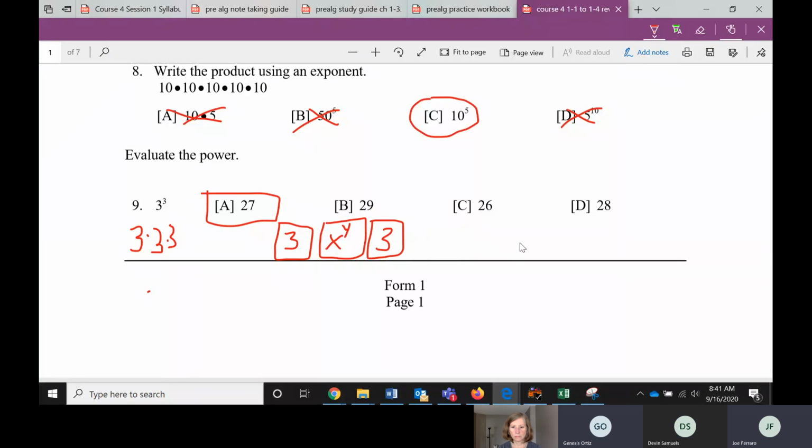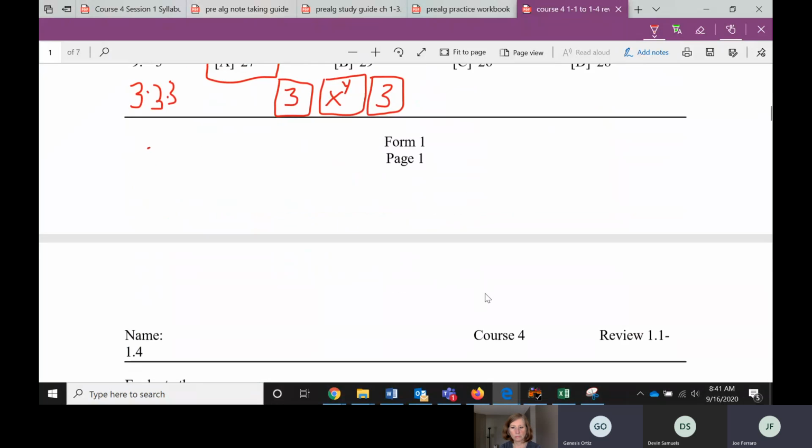So if we had 4 to the 8th, you hit 4 in here, hit this button, hit an 8 here, and that would be a lot quicker than typing in 4 times 4 8 times.